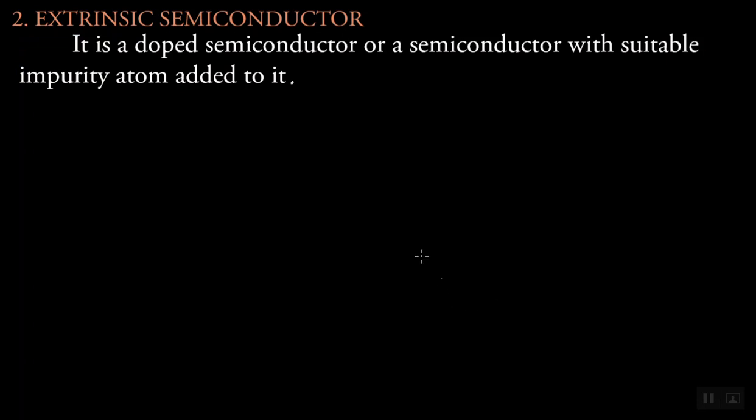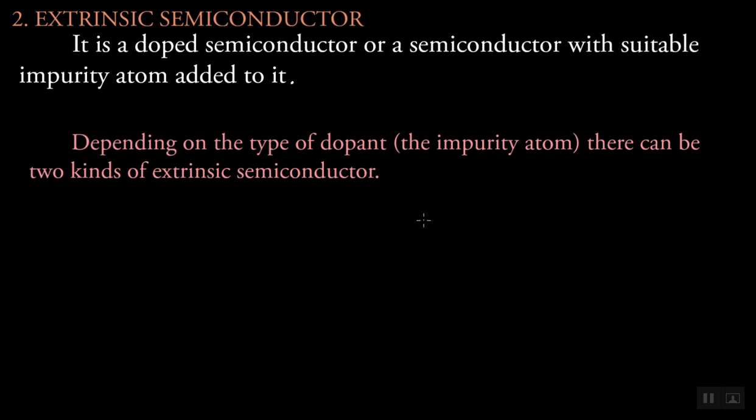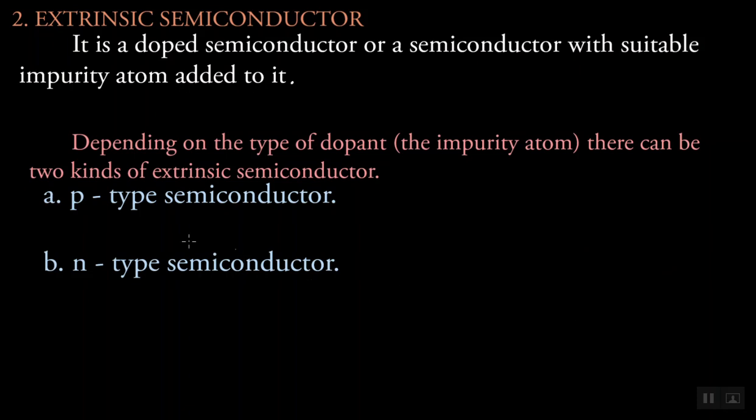So that impure semiconductor is called an extrinsic semiconductor. So what is an extrinsic semiconductor? It is a doped semiconductor or a semiconductor with suitable impurity atoms added to it. Okay, so based on the type of impurity atom, there can be two types of extrinsic semiconductor. The first one is called the P-type semiconductor, and the second one is called the N-type semiconductor. Let us discuss P-type and N-type semiconductor one by one.